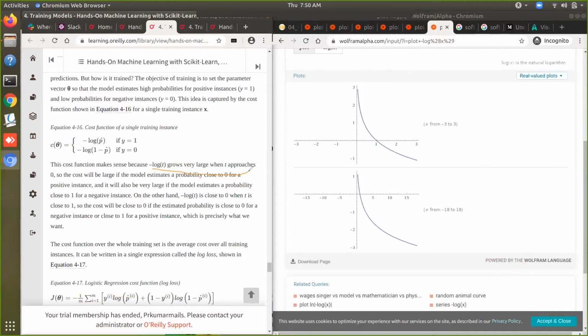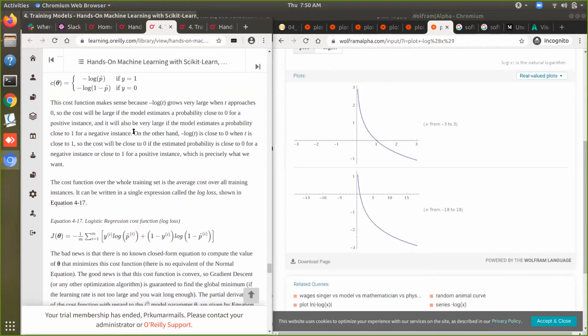The thing we should be very clear about is that log t grows very large when t approaches 0. If you have plus infinity, the log t value will be very small. When t is coming towards 0, the value of minus log t becomes very, very high. We are able to see that in the curve here.